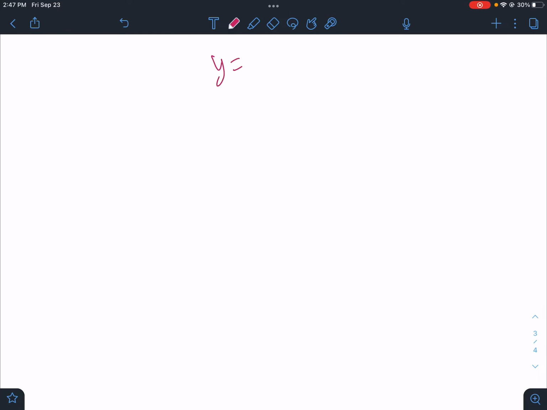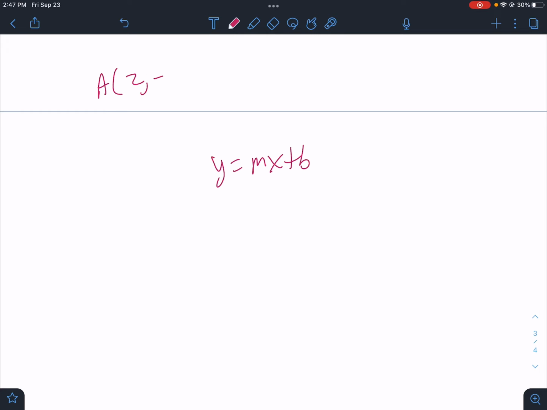We always start with the format y equals mx plus b. Different teachers are going to show you this different ways. I like y equals mx plus b. So let's say that we have point A at (2, -1) and point B at (6, +1). I'm just making something up. I'm going to write the equation for the line AB.